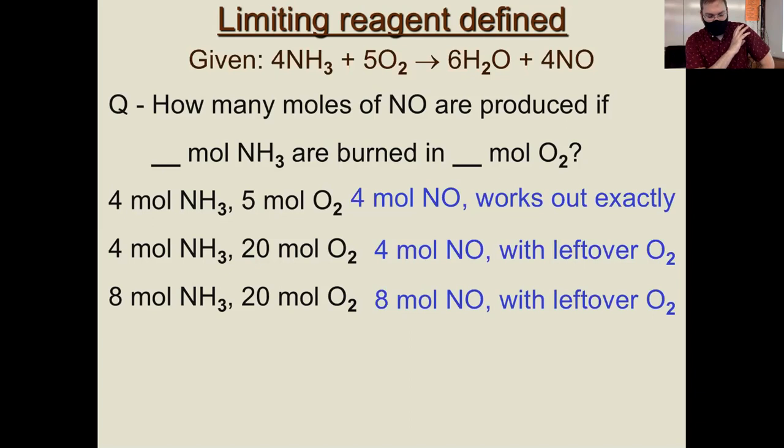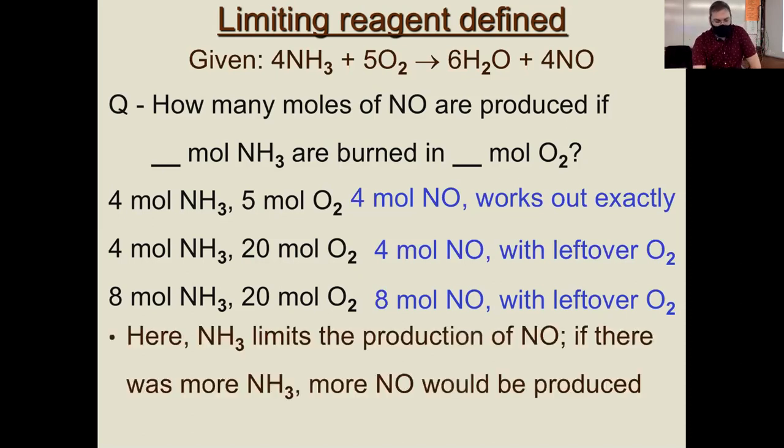If you had 8 moles of NH3, you would only need 10 moles of oxygen, but we've got 20 moles of oxygen, so there's still plenty of oxygen. In all these cases, the ammonia is the limiting reactant, and we've got plenty of oxygen. The quantity of NO you make depends upon how much NH3, but in all 3 of those cases, you had plenty of oxygen to be able to use up all the ammonia.